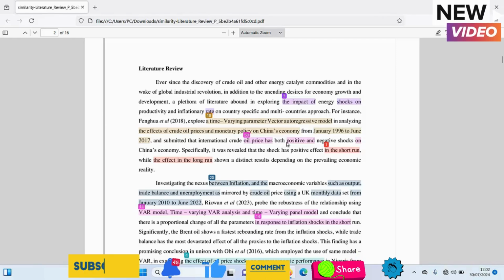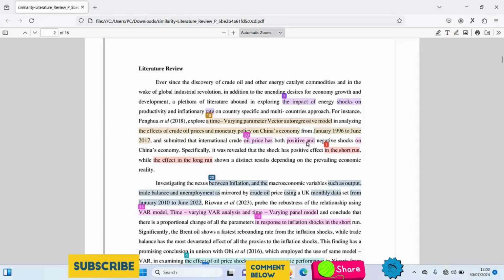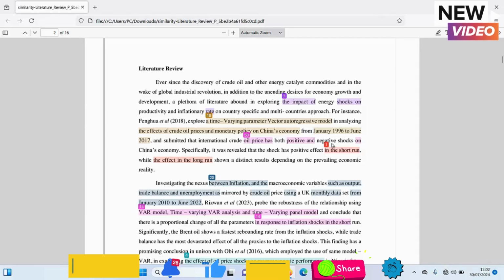So instead of saying positive, you can say plausible. You can use direct. You understand? Instead of negative, you can use adverse shock. So once you change the words, you will not have issue with Turnitin again. And here specifically it was revealed that the shock has positive effects in the short run, while the effects in the long run shown a distinct results depending on the prevailing economic reality.